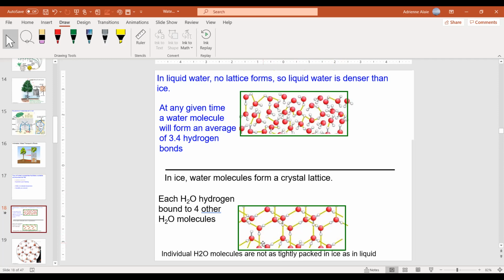And the reason for that is because when a water molecule makes hydrogen bonds with 4 other water molecules, they hold each other basically at arm's length, so to speak, based on the individual water molecules' geometry. And so you get an open lattice work. Here they're calling it a crystal lattice. So individual water molecules are not as tightly packed in ice as they are in liquid. They're making and breaking hydrogen bonds there, but in ice, each water molecule is bound to 4 others.